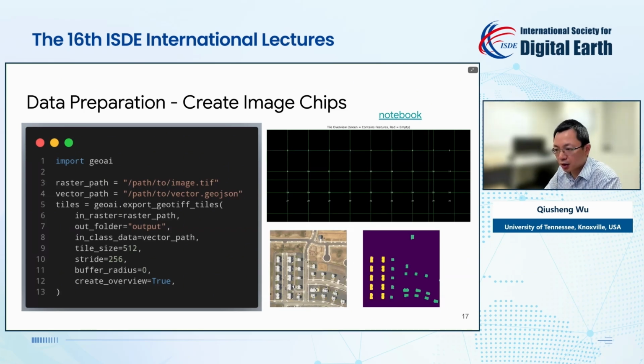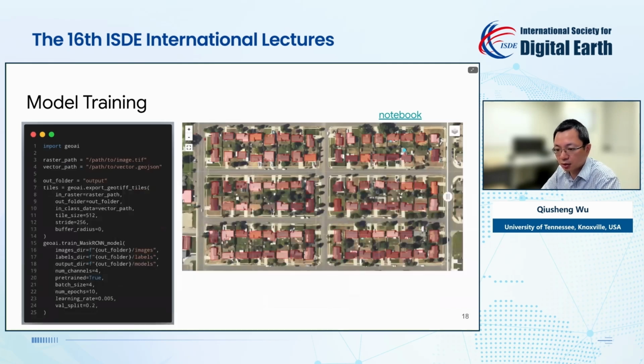So once you have the image chips, then you can start doing the model training. And again, just 1 line of code, you can train a Mask R-CNN model, you can train a UNet or anything. Everything is just 1 line of code. So you see on the left side here, I have the image chips, and then I start training the model pointing to the imagery and also the label.